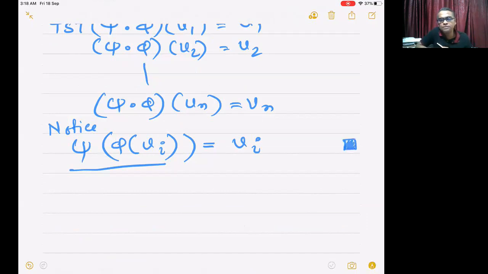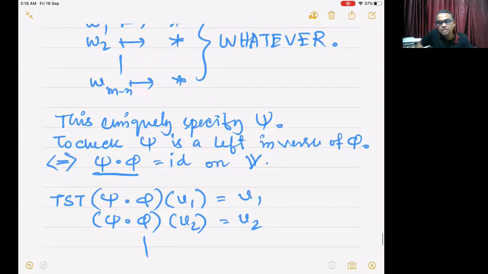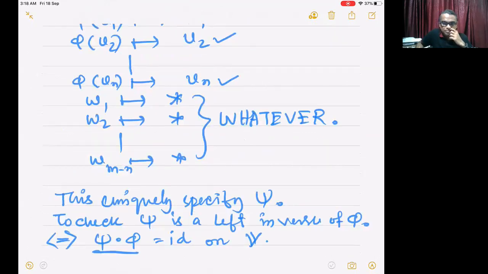This is a left inverse. Now notice that I'm emphasizing on this being a left inverse, not the left inverse, because it's not unique. And you can see where that non-uniqueness is coming from. This non-uniqueness is coming from this whatever assignments. W1 up to W(m minus n) can be sent anywhere we feel like. And because we have this choice, this means we have the choice in forming the left inverse also. So there is no unique left inverse, right?